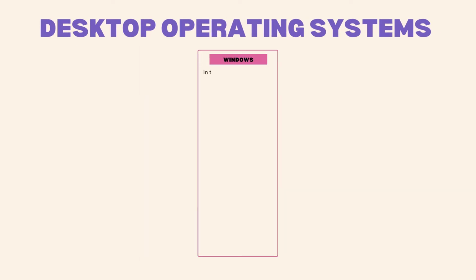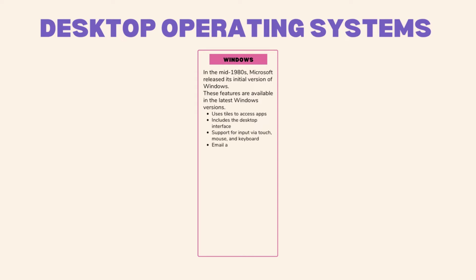Windows. In the mid-1980s, Microsoft released its initial version of Windows. These features are available in the latest Windows versions. Uses tiles to access apps. Includes the desktop interface. Support for input via touch, mouse, and keyboard. Email app, calendar app, and browser. Edge included. Photos, files, and settings you can sync with OneDrive. Antivirus software, a firewall, and automated updates all help to improve security. Additional applications are available for purchase on the Windows Store.